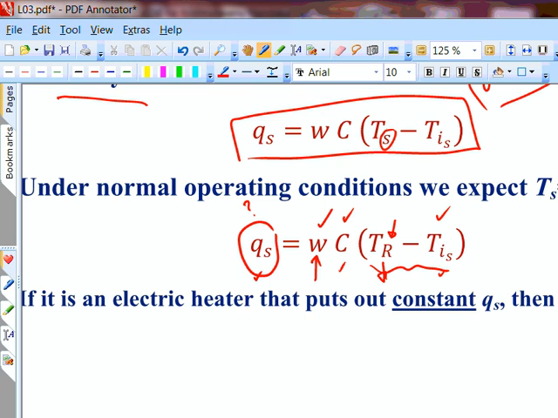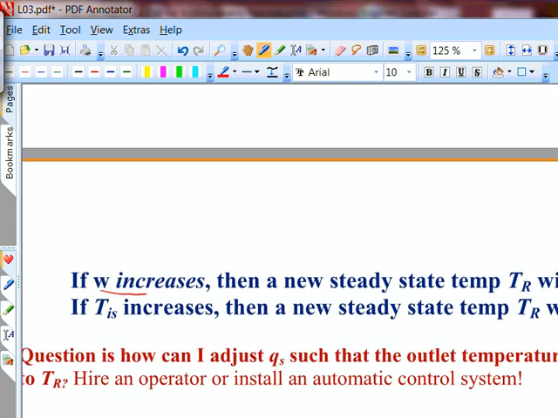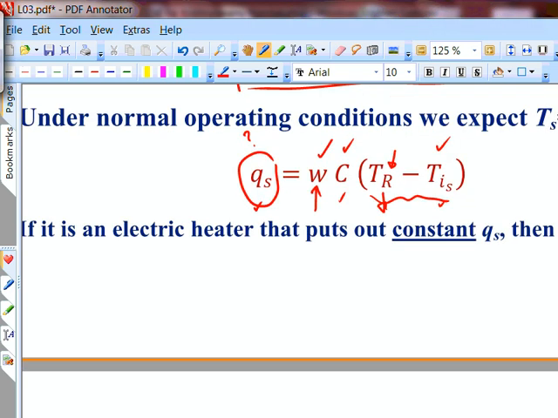That's where we need a dynamical model. The steady state model tells you the consequences. I increase W, TR should decrease. Okay? So this should decrease. Similarly, if TIS increases, what should happen? That is, the inlet temperature increases, but the same flow rate, same QS, I'm increasing inlet temperature. What should happen with outlet temperature? It should increase, right? And that again will come as a consequence of looking at this equation.